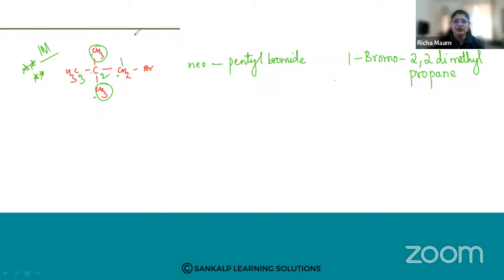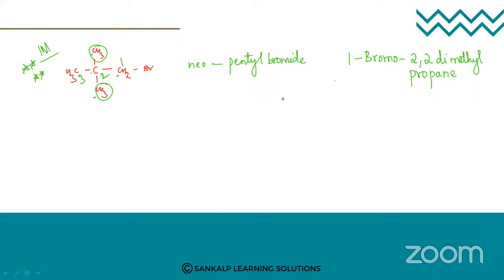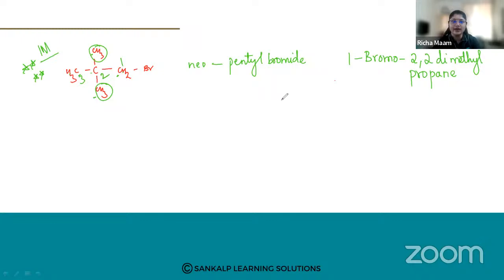Next one. Ma'am, give an example about tertiary. Yes, I am taking that next. So we are going to take the next molecule. This is also important, asked for 1 mark. CH3, CH3, CH3, and Br. Now you name this compound. Carbon is attached to how many carbon atoms?